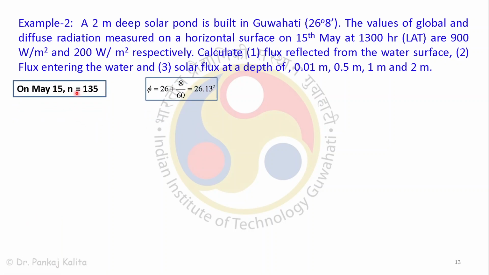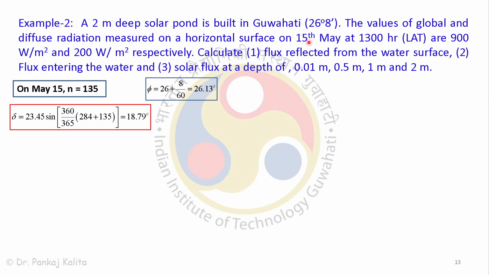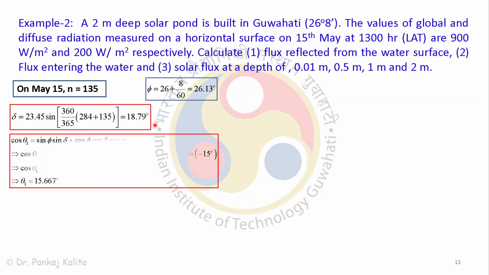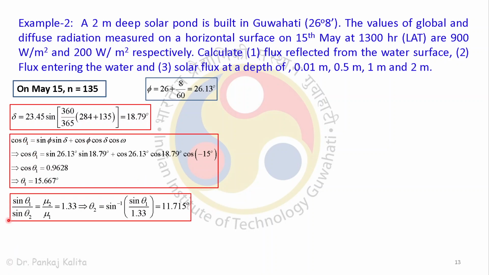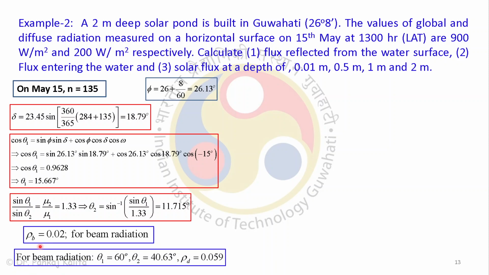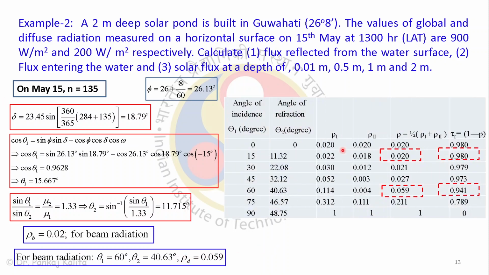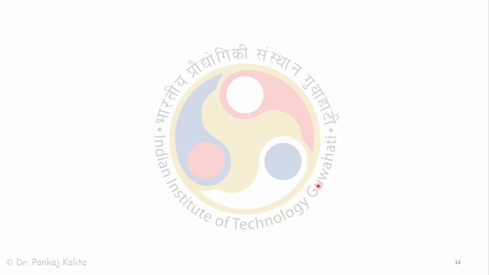So on May 15 you can calculate the n, which is 135, and phi, which is based on the latitude angle, 26 plus 8 by 60. Then we have delta equal to 23.45 sine of 360 upon 365 times 284 plus 135. When you have all this, you can calculate the cos theta 1 and sine theta 1, and this is also given for beam radiation. Based on this, you can get these values from the table itself.